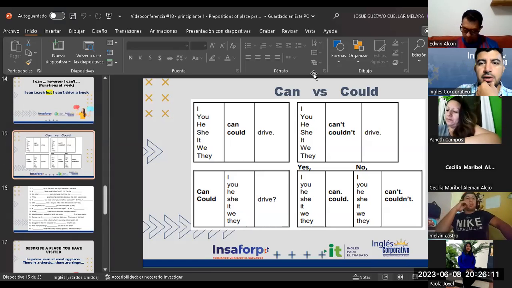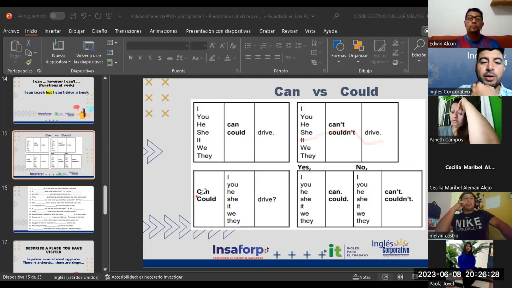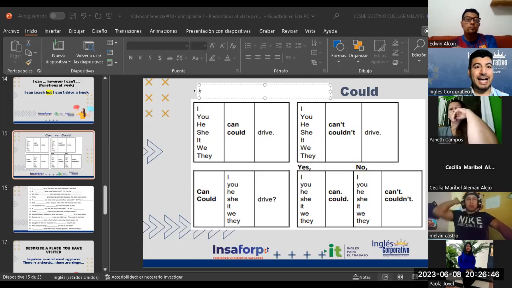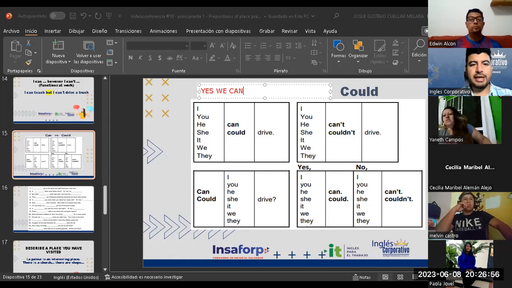For example, she can drive. Ella puede manejar. She can drive. Escuchen la T. She can't, okay? And here we have a question, can she drive? The answer, yes, she can. No, she can't. Okay, even Obama, when he was a candidate, used a slogan. It was with capital letters, mayúsculas. Yes, we can. Ese era el slogan de Obama. Yes, we can. Sí, podemos.